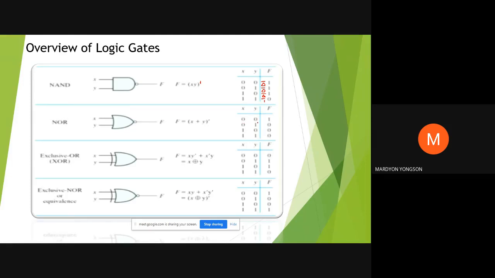output. So 0 plus 0, we have 0, di ba? So not 0 equals 1. And then we have 0 plus 1 equals 1. So not 1, we have 0. And then 1 plus 0, 1. We have not 1 equals 0. Then 1 plus 1 equals 1. Then not 1 is 0.